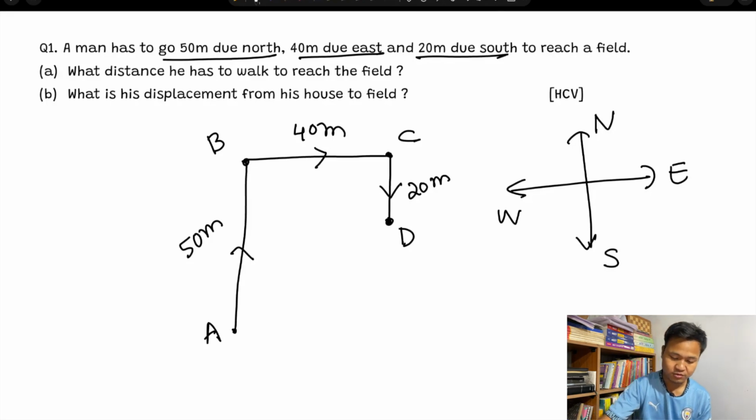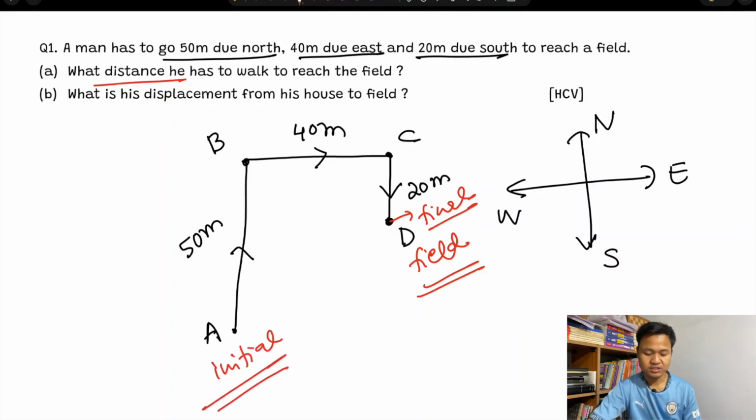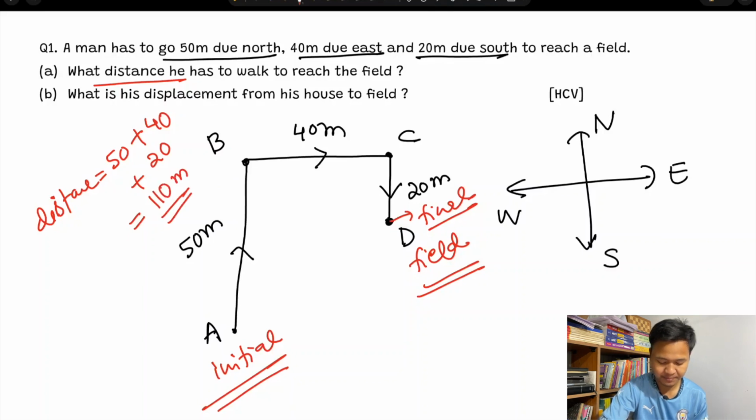Now A to B, B to C, C to D are given. The question is: what is the distance he has to walk to reach the field? D is your final point and A is the initial point. Now they ask you distance. Distance is equal to total path. So A to B is 50, B to C is 40, C to D is 20. Total is 110 meter. So your distance is 110 meter.